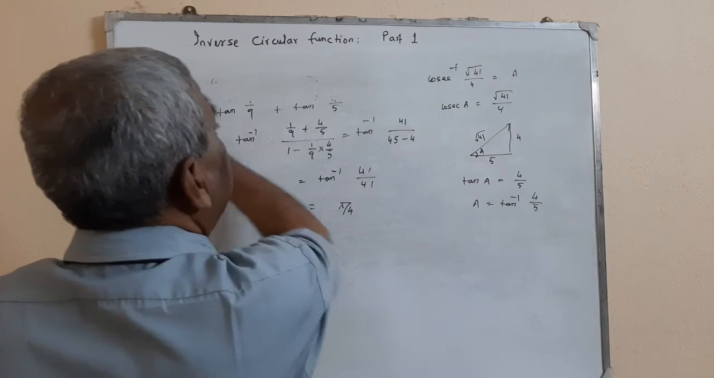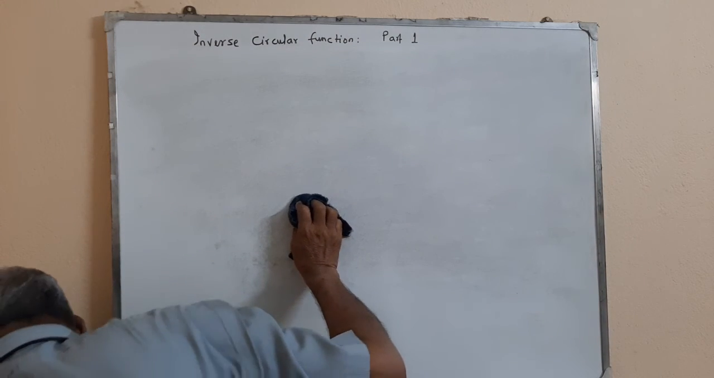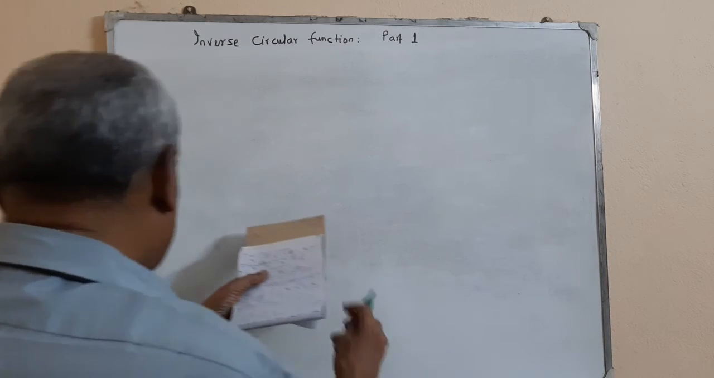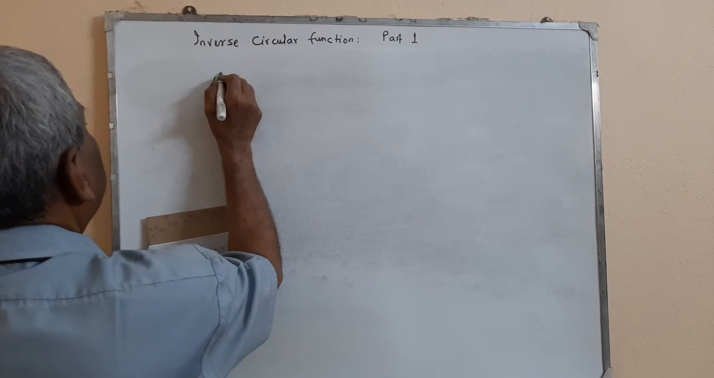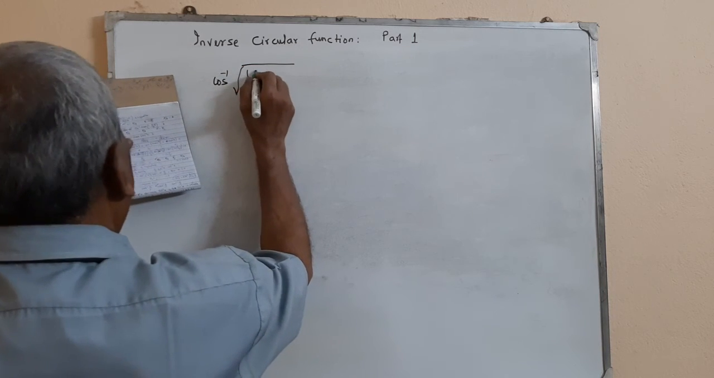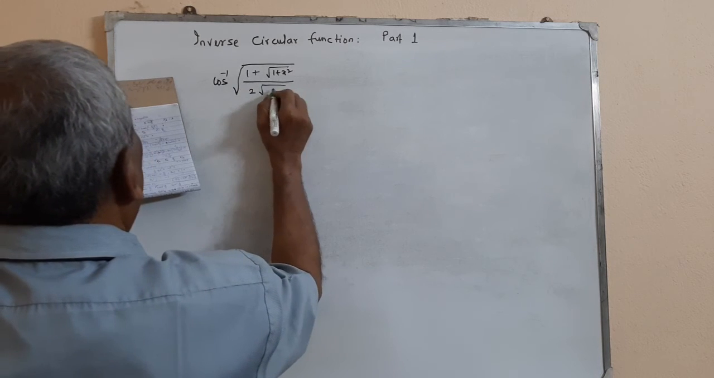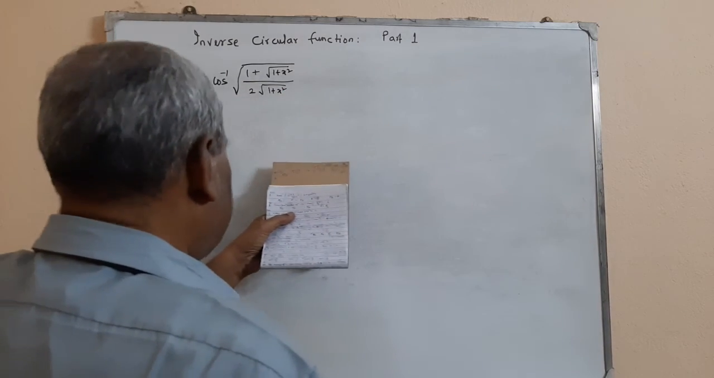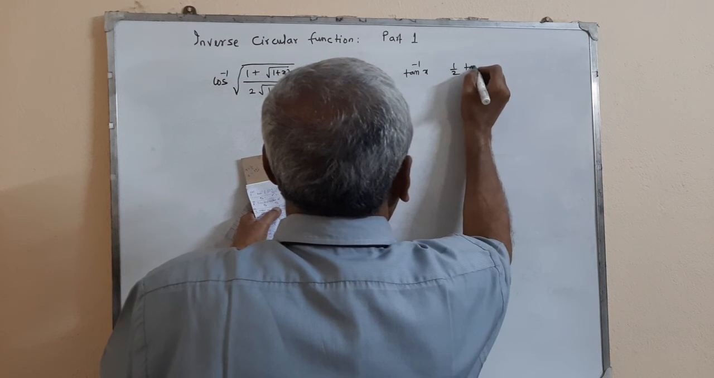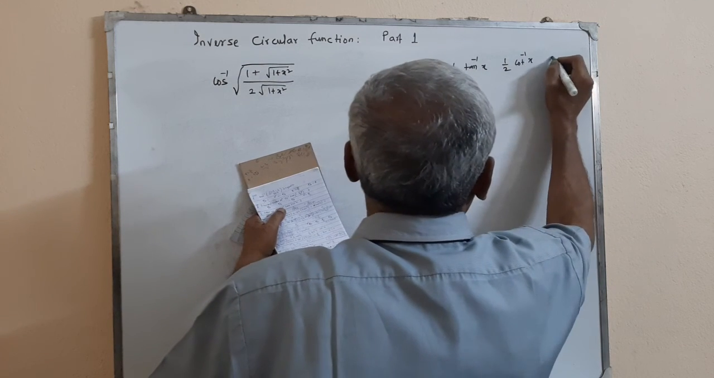Next. Next problem. The value of cos inverse root over of (1 plus root over 1 plus x square) divided by 2 into root over 1 plus x square is equal to: first option tan inverse x, second option half tan inverse x, third option is half cot inverse x, and fourth option is cot inverse x.